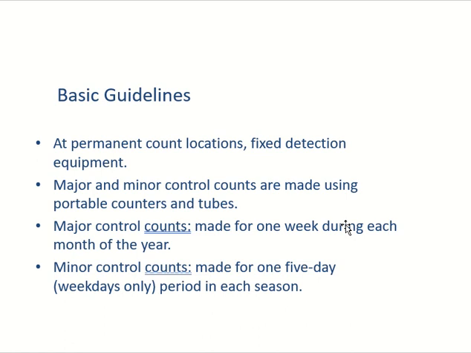For major and minor control counts, we use portable equipment. One of them already mentioned in the last example, the road tubes. Those are portable equipment. Major means what? Major control count is one which is taken 1 week every month. So you have 1 week of count, then you do it next month. Clear? So there's a big gap here.